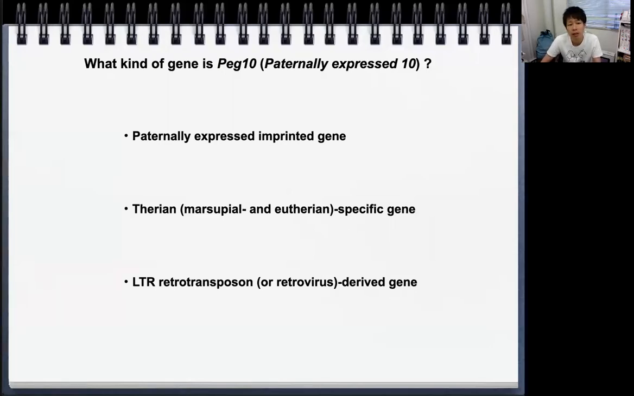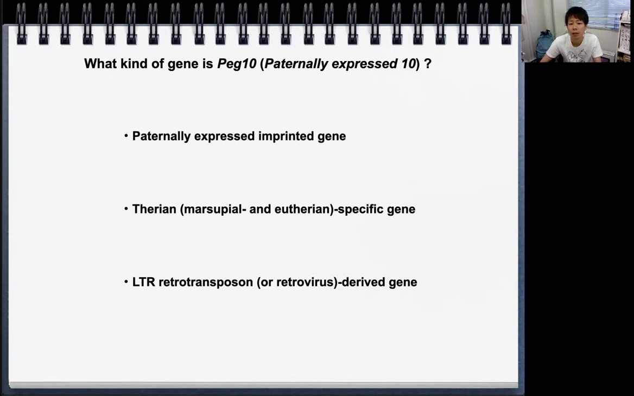Firstly, RIKEN is known as one of the paternally expressed imprinted genes, so unlike a normal gene, this one is only expressed from the allele inherited from the father. Secondly, RIKEN is a therian-specific gene. This means that among mammals, marsupials such as koala and kangaroo, and eutherians, including human, have RIKEN. However, platypus and echidna, which are grouped in Monotremata, don't have this gene.